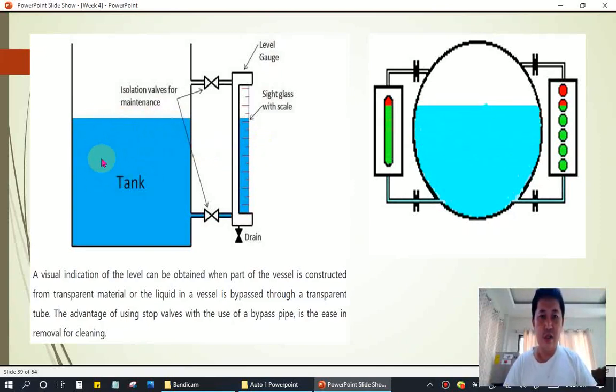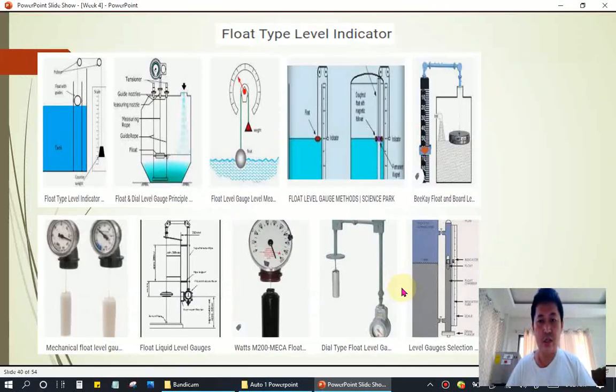Here, the water rushes through the valve and the pipe, and it fills up the sight glass with water. The air goes back here, being released to the atmosphere. So you can see the actual level of your water by using the sight glass. That is the water level. Next, we have also here the flow type level indicator.